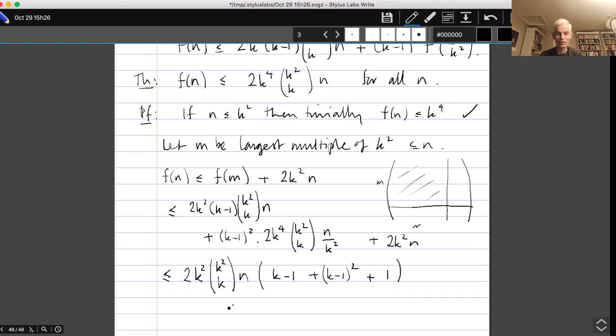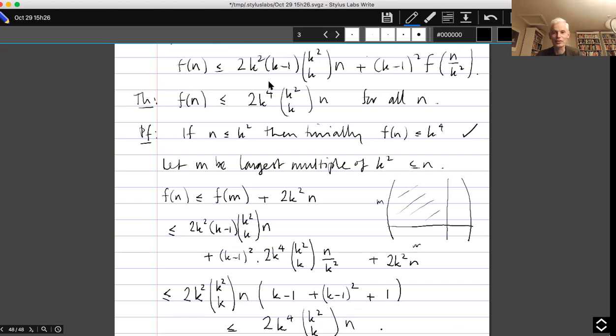So that's less than or equal to 2k to the fourth (k squared choose k) times n. Needless to say, the details of that last argument are extremely unimportant. All that matters is once you've got a recurrence like this, it gives you some kind of bound. If it wasn't that bound, it would be another one.